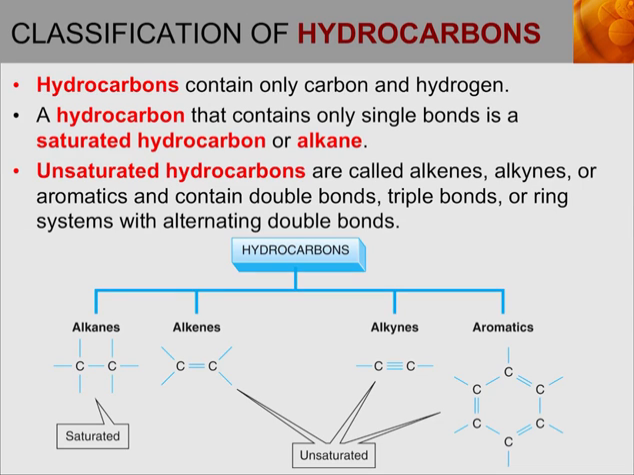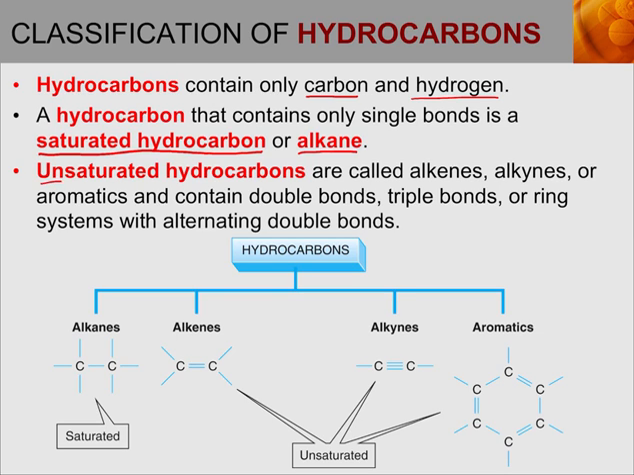Hello, in this video we're going to go over hydrocarbons and how to classify them. So again, hydrocarbons contain only carbon and hydrogen. Now, a hydrocarbon that contains only single bonds is considered a saturated hydrocarbon or alkane. And part of the reason we use the word saturated is to indicate that the maximum number of hydrogens are present.